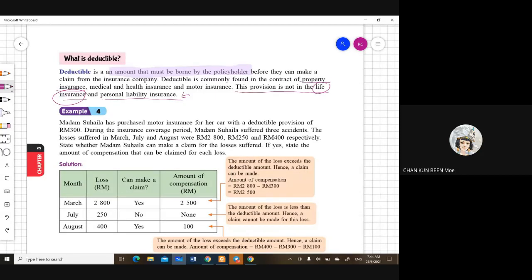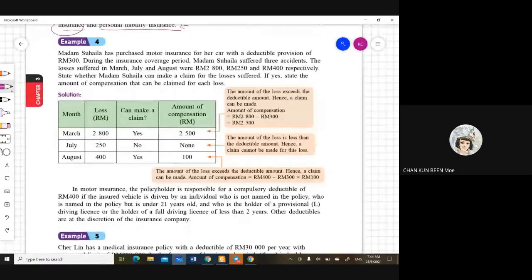Okay, so we look at example 4 to apply what a deductible is. Madam Suhaila has purchased motor insurance for her car with a deductible provision of 300. So we have to bear in mind about this one. During the insurance coverage period, Madam Suhaila suffered 3 accidents. The losses suffered in March, July, and August were 2,800, 250, and 400 respectively. So they ask you to state whether Madam Suhaila can make a claim for the losses suffered. If yes, state the amount of compensation that can be claimed for each loss.